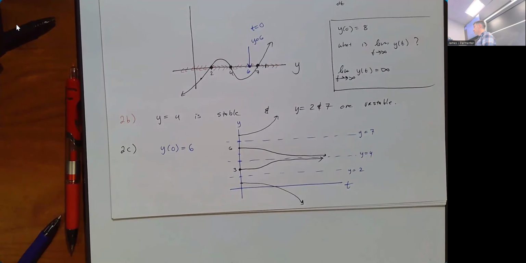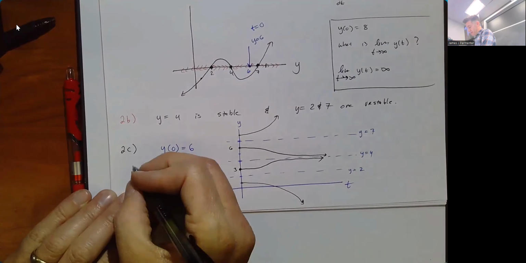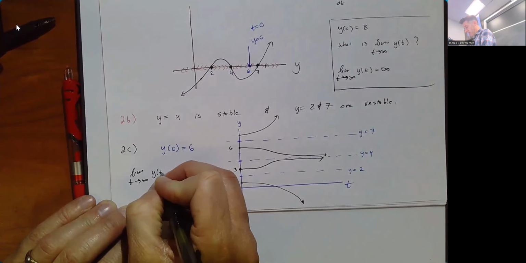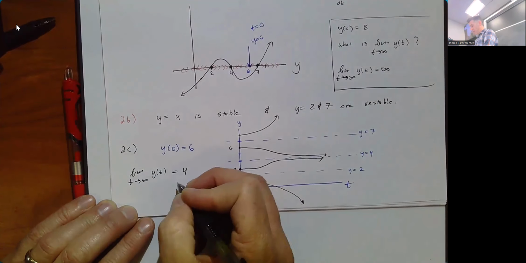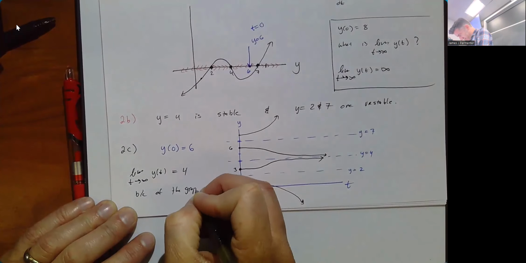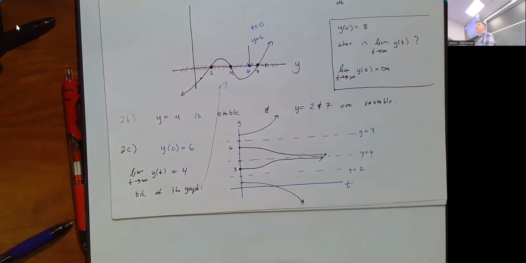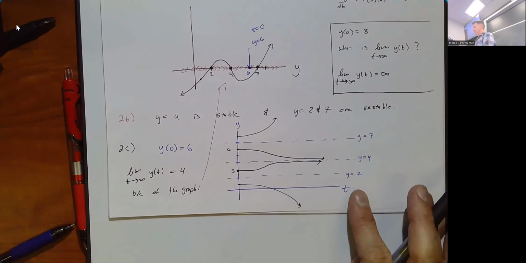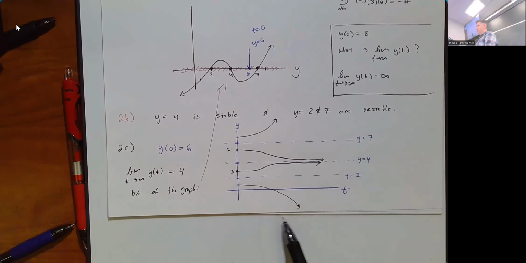What would you like to answer for your time? That's a good question. I would probably literally just write the limit as t goes to infinity of y of t equals 4, and then say because of the graph. You could also draw this thing here, but it's kind of annoying to draw this. And I don't think you talked much about this in your class.